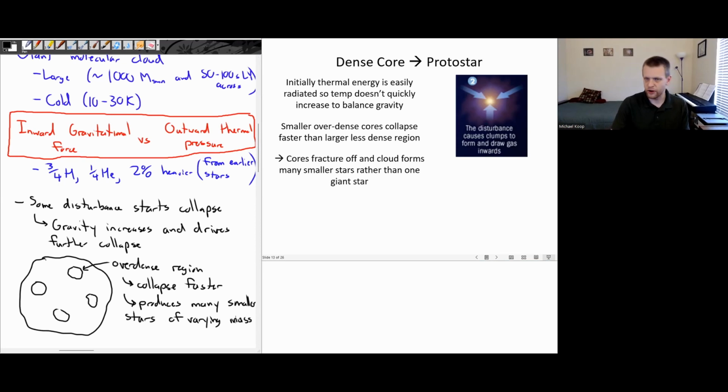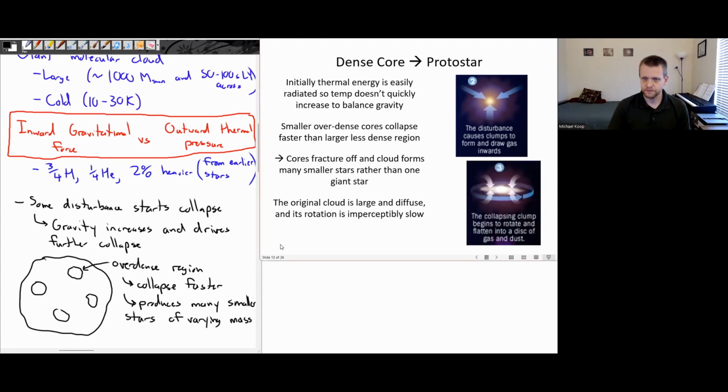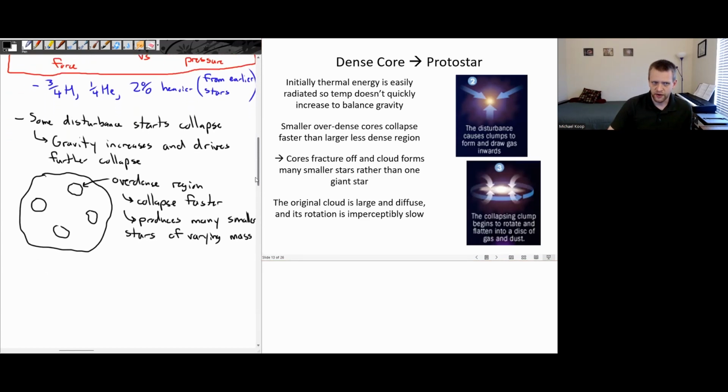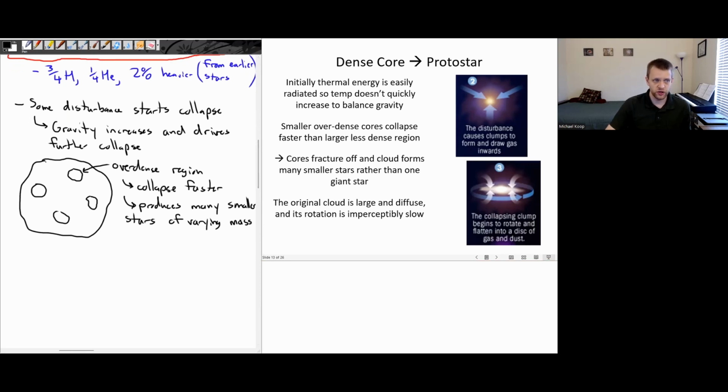We'll talk about the demographics of how many of each kind of star forms, but you're generally going to get more of the low mass stars, fewer of the high mass stars. These original clouds, at this point, were starting to crawl up on what might be considered a protostar.